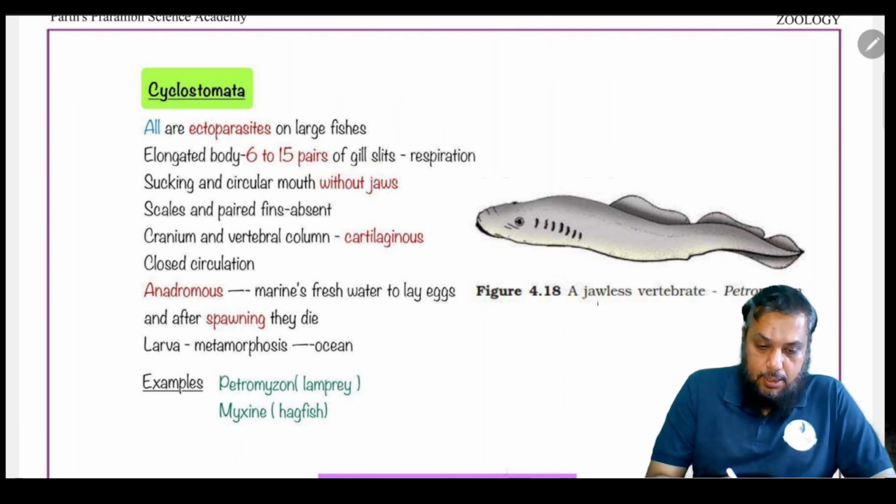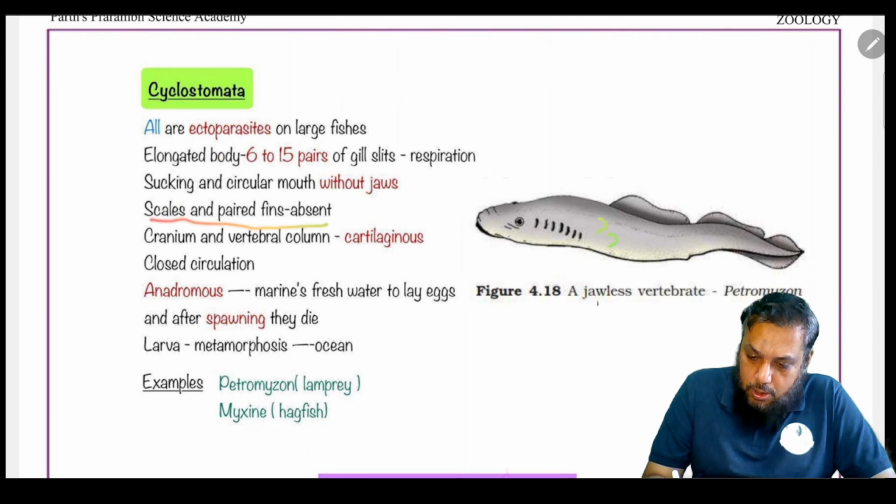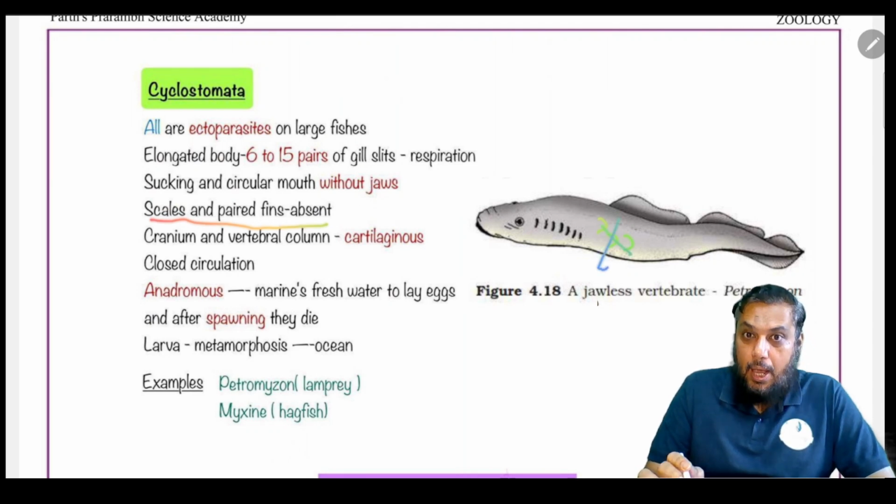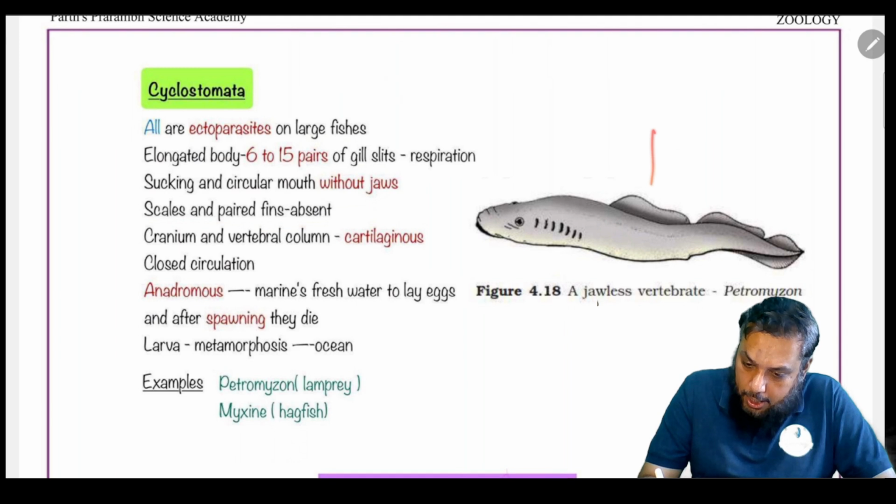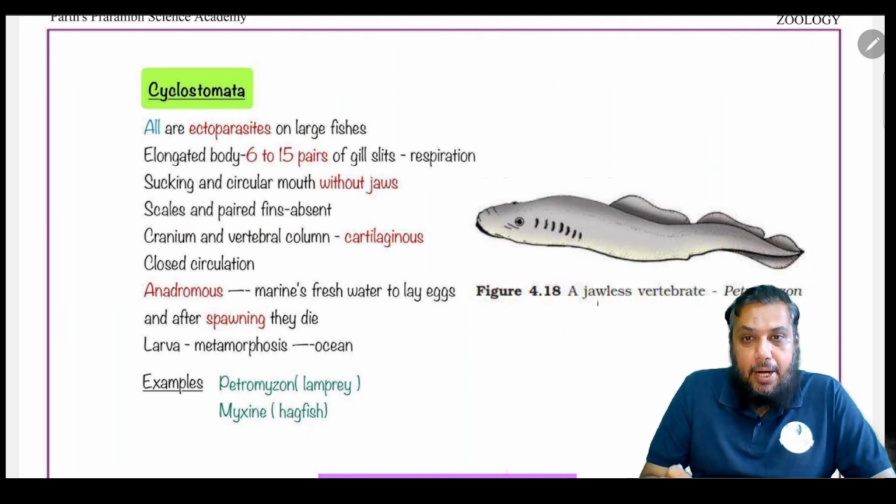Now another thing, scales and paired fins are absent. Their body does not show the presence of scales. And look, fins are there, like this is the dorsal fin, but paired fins are not there. They don't show the presence of paired fins.